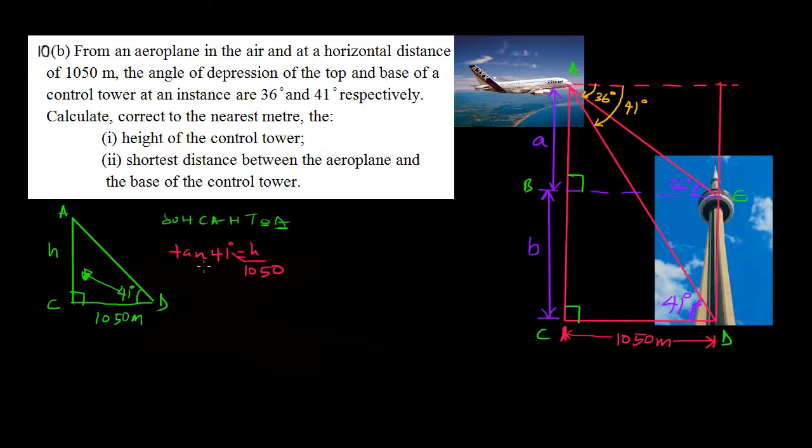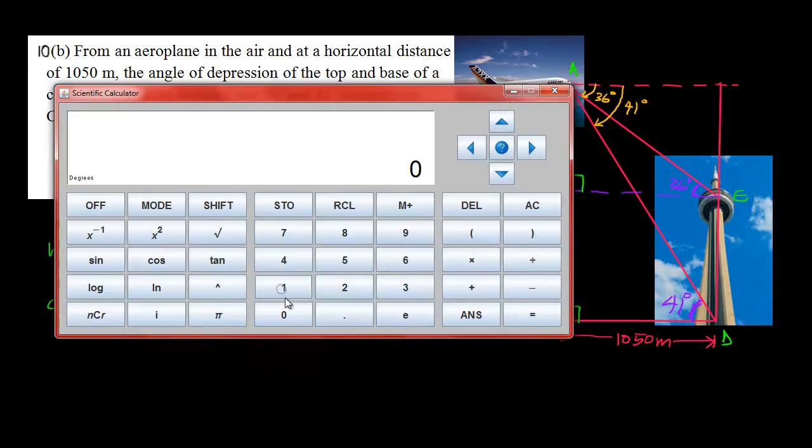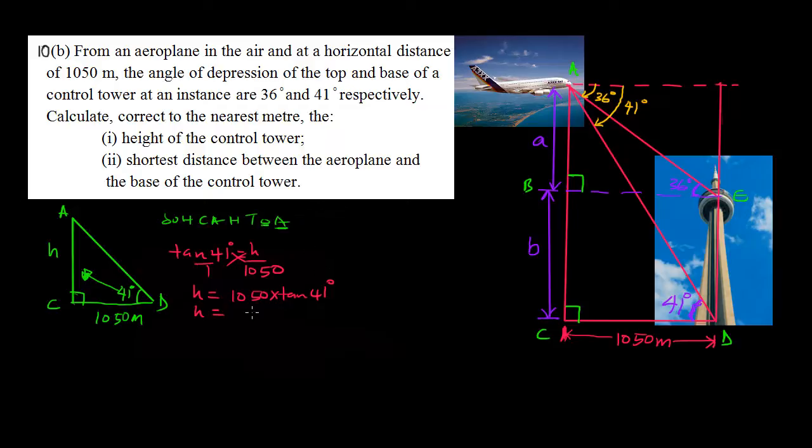When we cross multiply, H is equal to 1050 times tan 41 degrees. It means H, which is the distance between AC, is equal to 1050 times tan 41. Let's do that on our calculator. 1050 times tan 41. This is 912. Let's just say 913 approximately.